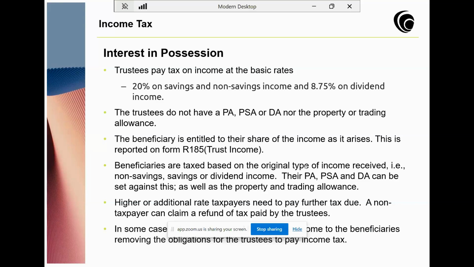So it could be that the trust has paid tax that the beneficiaries won't actually be liable to pay, so they can still claim a refund. But if they are higher rate taxpayers, they will be liable to pay more tax on the income.